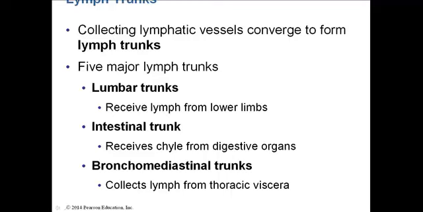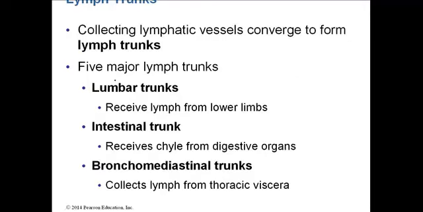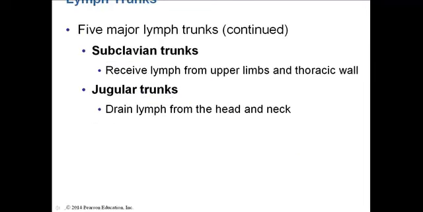So we're going to go into the lymphatic trunks. The collecting lymphatics converge to form trunks. The 5 major trunks are the lumbar, intestinal, bronchiomediastinal, subclavian, and jugular trunks. I'd like you to know what each of these drains. The lumbar trunks, lower limbs; intestinal trunk, digestive organs; bronchiomediastinal, thoracic viscera. It all makes sense. If I put that in a matching, that's pretty easy. The subclavian trunks, upper limbs and thoracic wall, and the jugular from the head and neck.